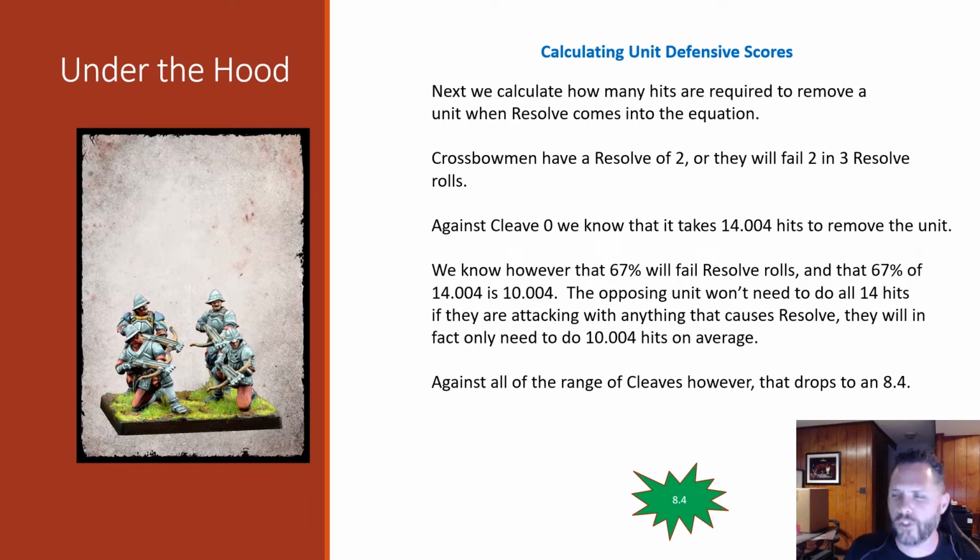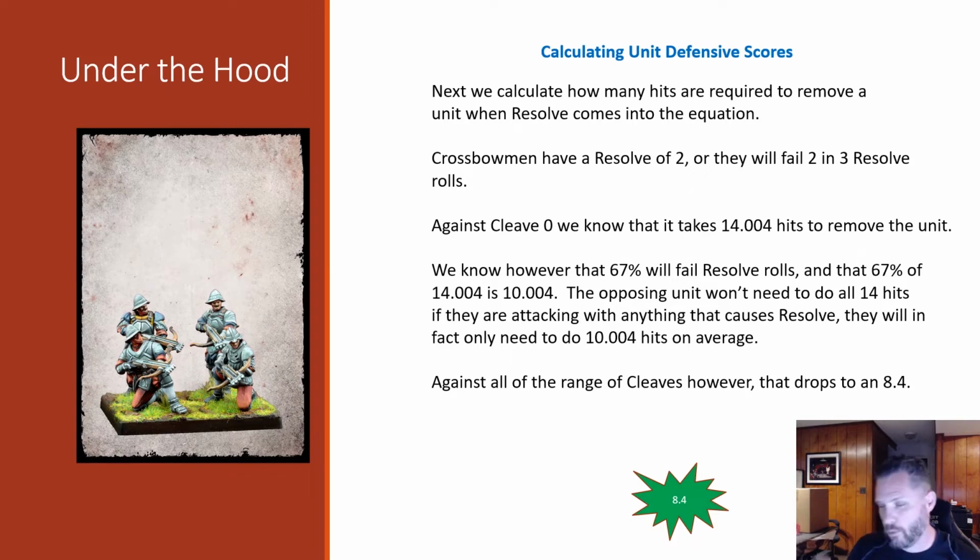They have a resolve of 2, so they're going to fail 2 and 3 resolve rolls. So against cleave 0, we know it takes 14 hits to remove the unit. We know that 67% are going to fail their resolve rolls. So I don't actually have to do 14 hits if I'm using any other attack other than volley. In this case, on average, I only need 10 hits because 4 extras are going to run away from failed resolve rolls. So I take 67% of the number of hits, and I get 10.004. And again, I do that for all of the cleave, and I come up with an average of 8.4.